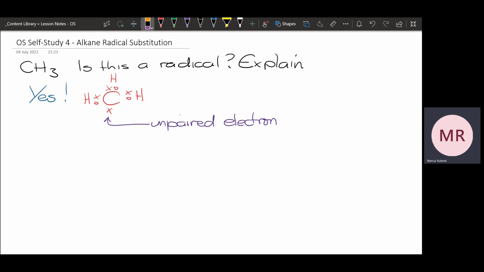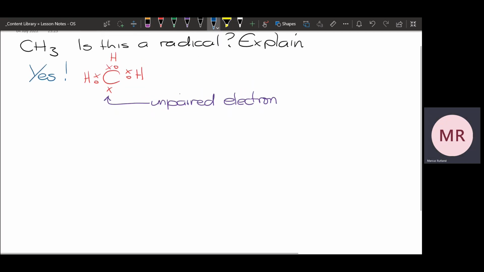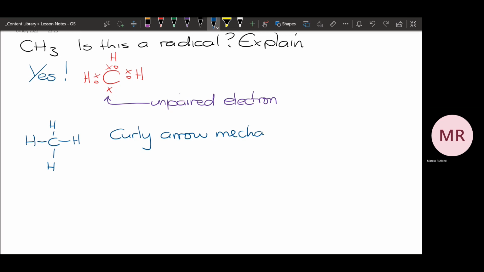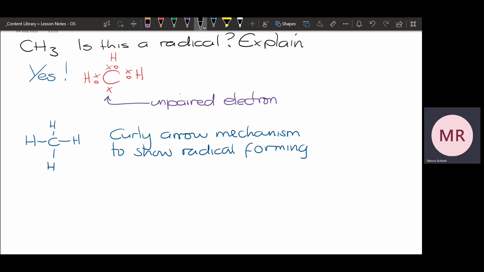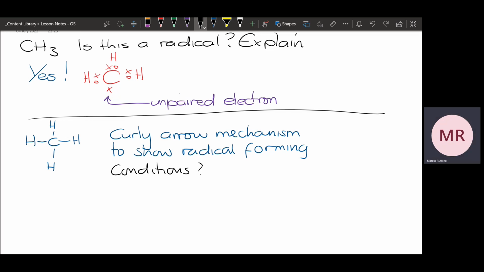Okay. I guess we also practiced how they form. So if you have methane, CH4, what are the curly arrow type mechanism drawing to show radicals forming from this molecule, and what conditions would typically cause that to happen? So pause the video, have a go, start it again when you're ready.